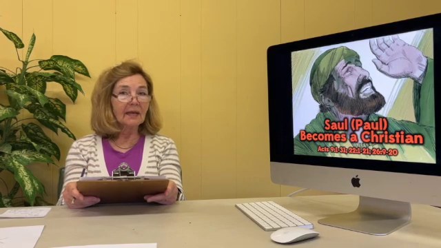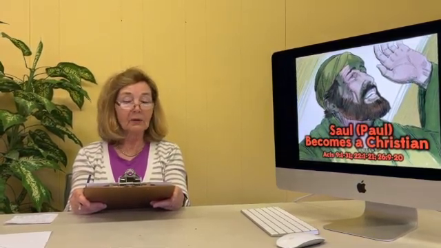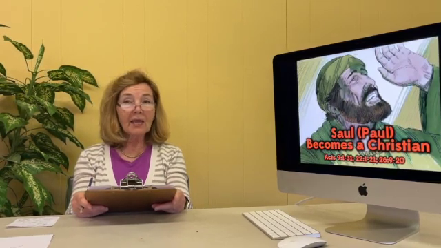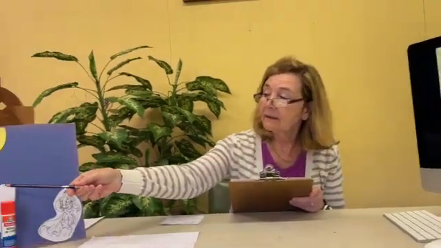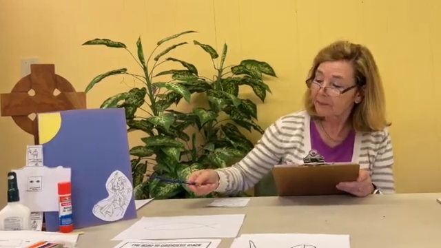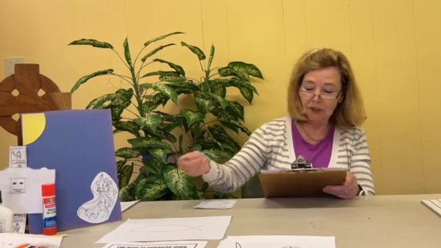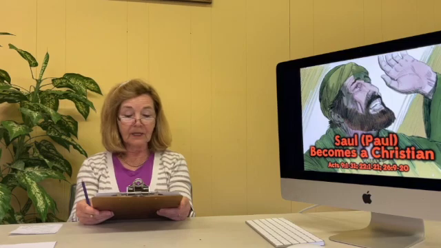Our story today is Saul, or Paul, becomes a Christian. This is adapted from Mission Bible Class with images by Free Bible Images. We have several coloring pictures for you and we have two crafts. The first is Paul's vision on a camera, and the second is a poster, Paul sees the light, and I've just partially done it here for you. We also have a variety of other activities for you.